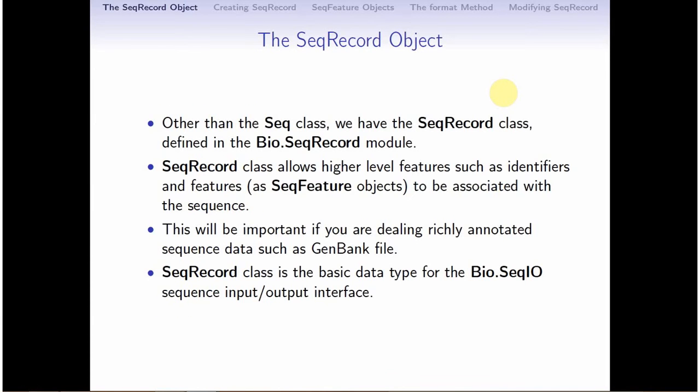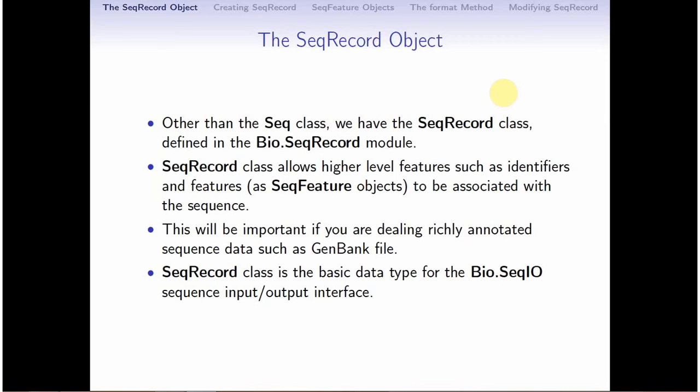Sequence record object. So what is sequence record? Other than the sequence class that we learned last lecture, we have a sequence record class, defined in the Bio.SeqRecord module. What is this class for? This class allows higher level features such as identifiers and features, which we're going to learn more about, to be associated with the sequence.